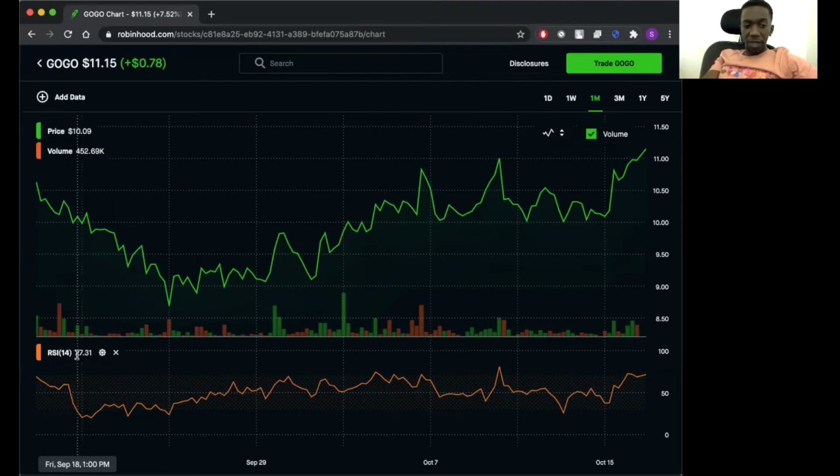We're at 37. We're moving down. Look, now we're under 30. And guess what we got? Another little pop there. We're at 22 on the RSI, and we continue to go down. Now, here's the thing. When your RSI is under 30, that's what's called a buying opportunity.